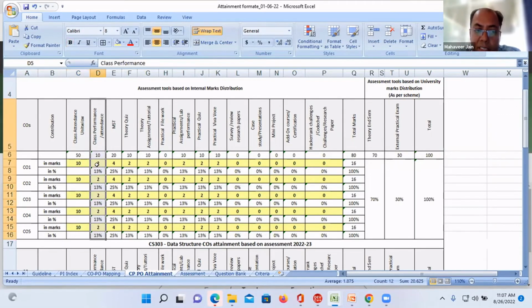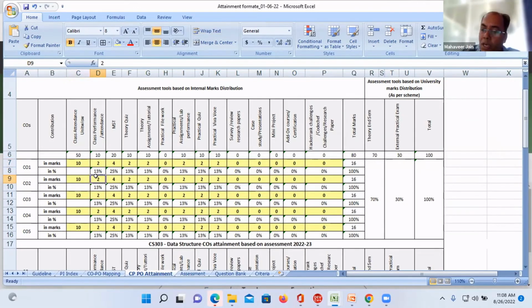The attendance weightage is 2. When the student attends the 10 classes for CO1, I give 2 numbers to the student. It can be decided by you. You are the teacher, and you can decide how much weightage to give for attendance. Here I have given 2 numbers for CO1 if the student attends the 10 lectures. For CO2, if the student attends the 10 lectures, I also give 2 numbers.